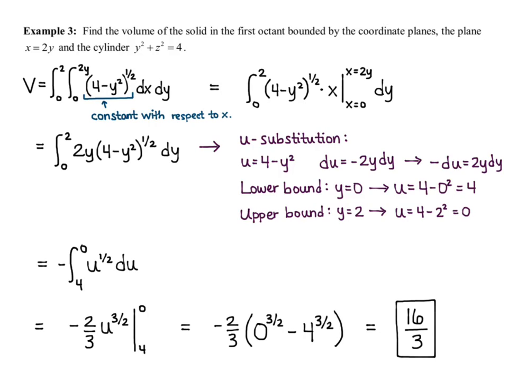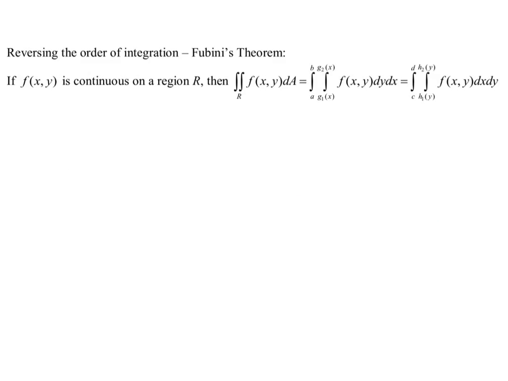Hopefully these 3 examples have given you a good feeling for how to set up and evaluate double integrals to find volume. Next, we're going to practice switching the order of integration. Just as when we were integrating over rectangular regions in the last section, we can change the order of integration when integrating over a non-rectangular region.